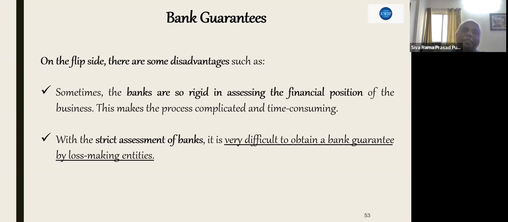Similarly, sometimes banks are so rigid in assessing the financial position of the business. This makes the process complicated and time consuming. With the strict assessment of banks, it is very difficult for loss-making entities to obtain a bank guarantee. If the company is incurring loss for a few years, banks don't give any bank guarantees, because the financial health of the company should also be good. Then only the bank will give the bank guarantees.